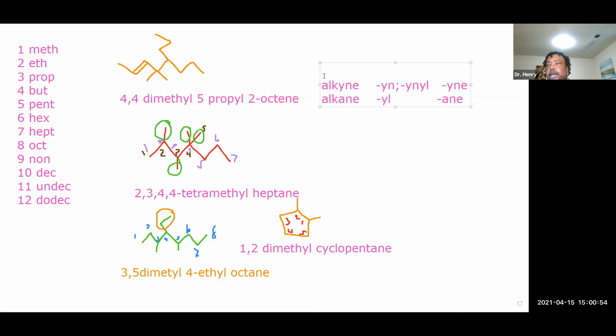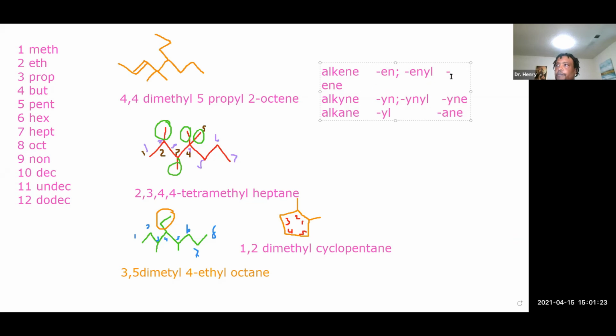Okay. If we have alkenes, that's EN, or if it's a side chain with a double bond, it is EN YL. Okay.